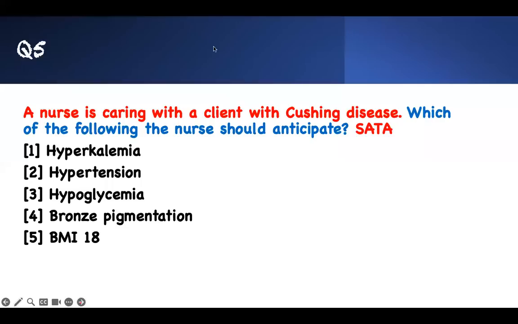Select all that apply. Like I told you, this is all select all that apply, content-based. Which of the following should the nurse anticipate? A nurse is caring for a client with Cushing disease. What do you think? Endocrine, easy, right? You have Cushing, and you have to break it down, okay? That's my buzzword. We should anticipate. That's all, 2 words. Cushing, and that's what I can see.